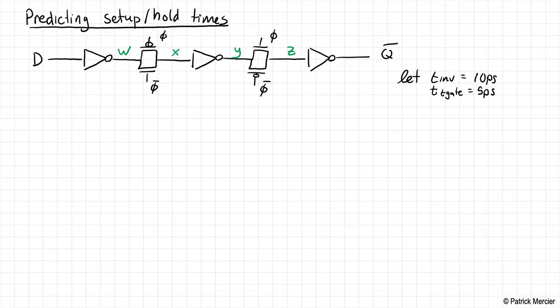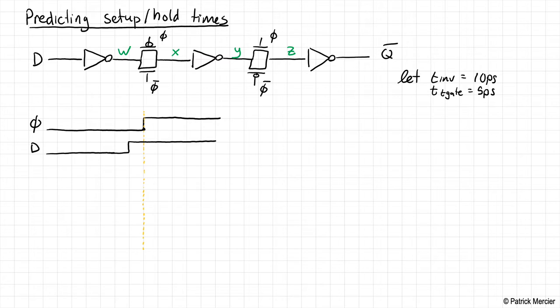So again, the best way to understand this is through a timing diagram. Let's go ahead and draw this timing diagram. Let's say phi is low, and then it goes high here. Let's say D is low and rises here. So in this particular case, we're trying to latch in, or clock in, a logic 1 at input D. So we're trying to latch in this raised value.